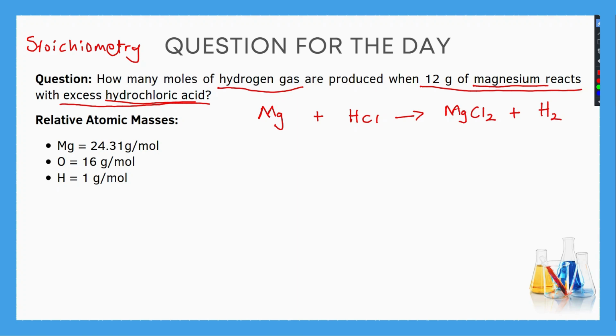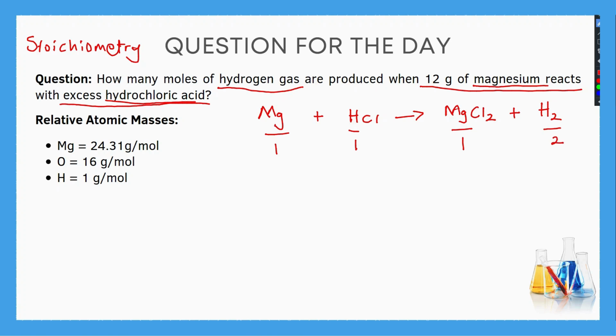So now that we've written the chemical equation, the next thing to check is if the equation is balanced, because we cannot solve stoichiometrical questions correctly if we have an unbalanced chemical equation. So let's check if this equation is balanced. For magnesium over here, we have one atom. And over here on the product side, we also have one atom. For hydrogen on the left-hand side, we have one atom. And for hydrogen over here on the right-hand side, we have two atoms, which shows that hydrogen is not balanced.